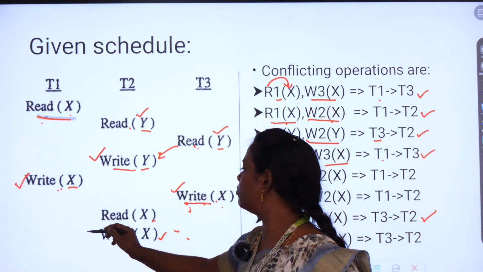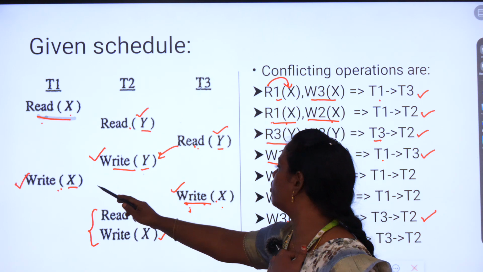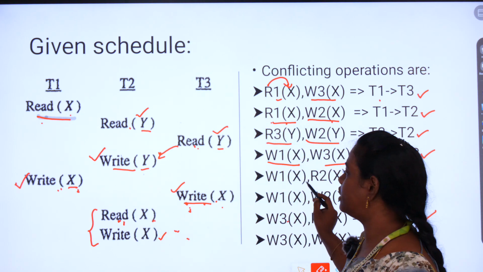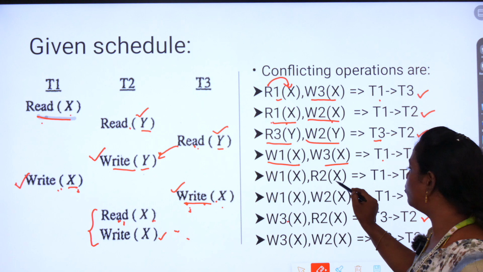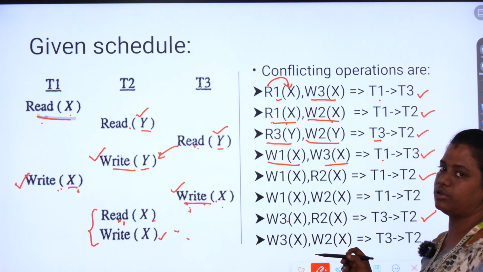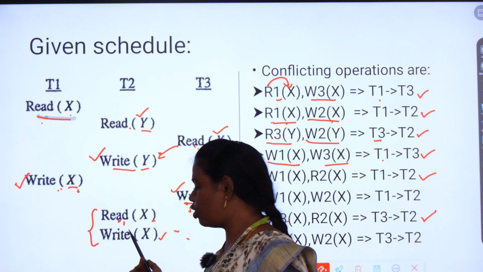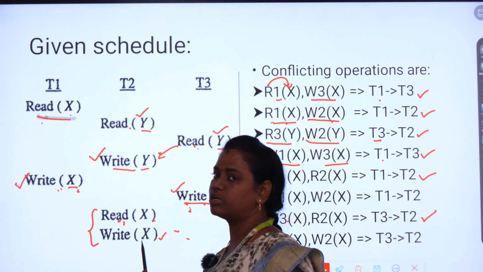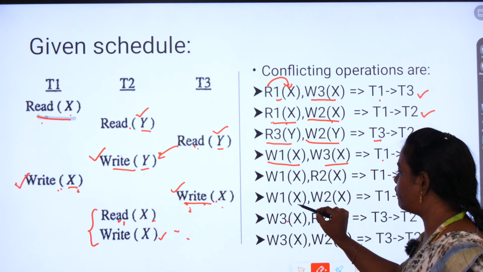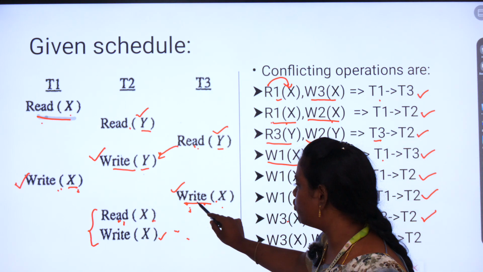Before this, I need to check the remaining elements. This is W1 of x, and I need to compare it with read of x. Here both are conflicting operations, so I need to update my table. So W1 of x comma R2 of x is a conflicting operation. So after completing T1, only then will T2 be executed. Likewise, check write of x and write of y. Here both are conflicting operations because they perform operations on the same data and both are write operations. So I need to update my table, that is W1 of x comma W2 of x, that is T1 implies T2, and then I need to check write of x.